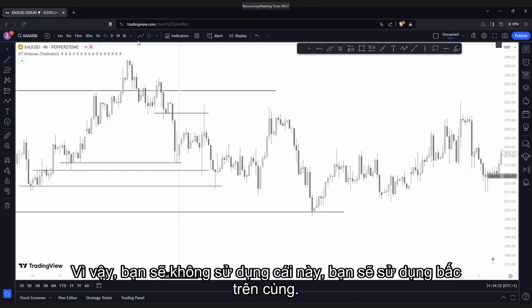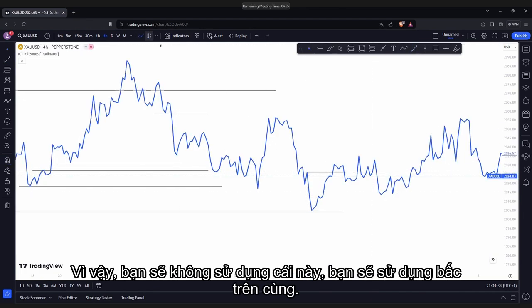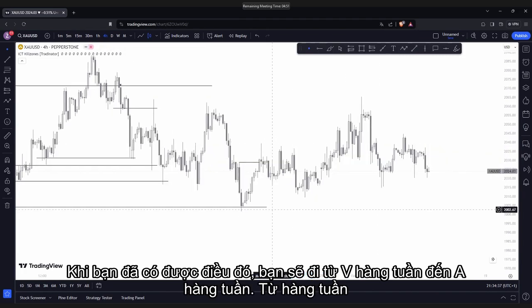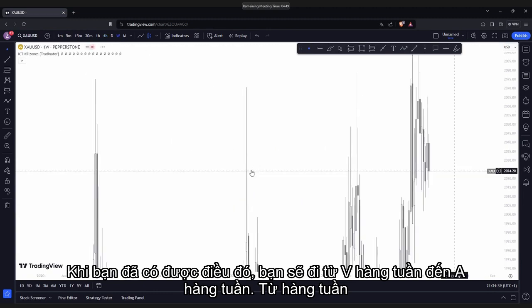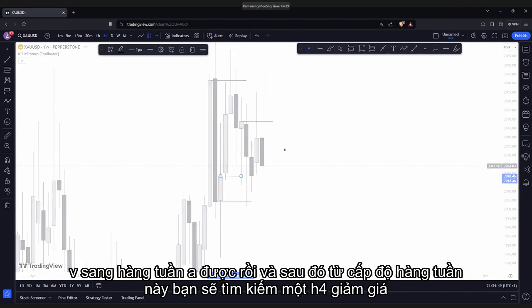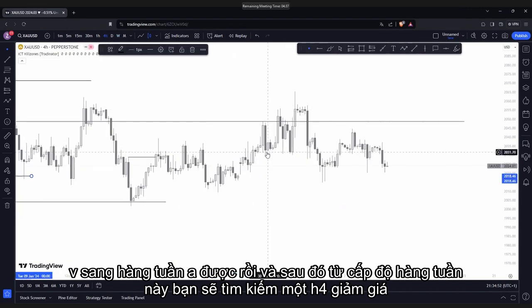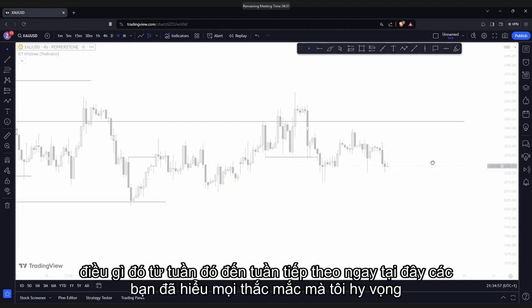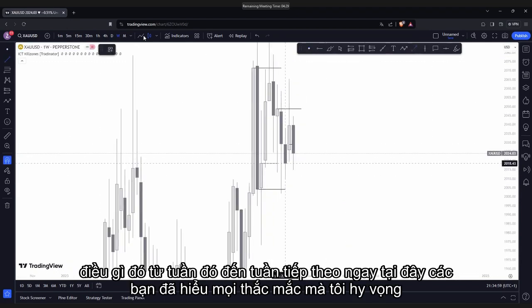Exactly happens right here. So you're not going to use this. You're going to use the top wick. Once you have that, you're going to go from the weekly V to the weekly A. Okay? From the weekly V to the weekly A. Okay, and then from this weekly A level, you're going to go and look for an H4 bearish breakout right here. Once you have that, then you're going to go to the next weekly V. So from that weekly A to the next weekly V. Right here. Understood, guys? Any questions?